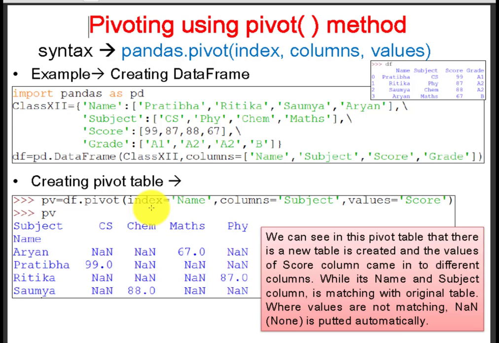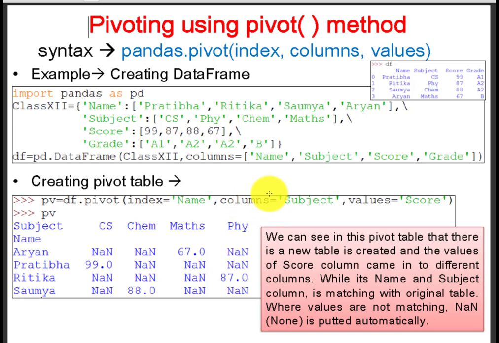So which column do you want to create as an index? Pass it here. So for index, I want to convert name. Clear? Name will be converted into the index. So index equals name, I have assigned.